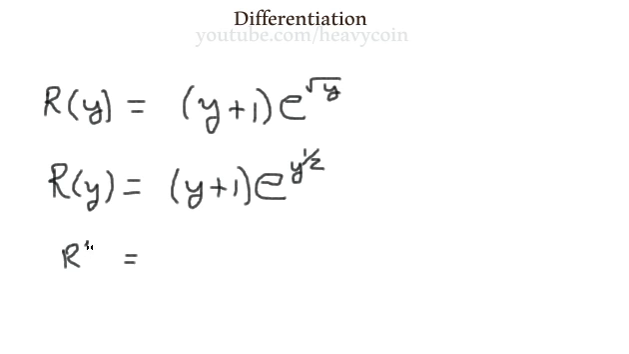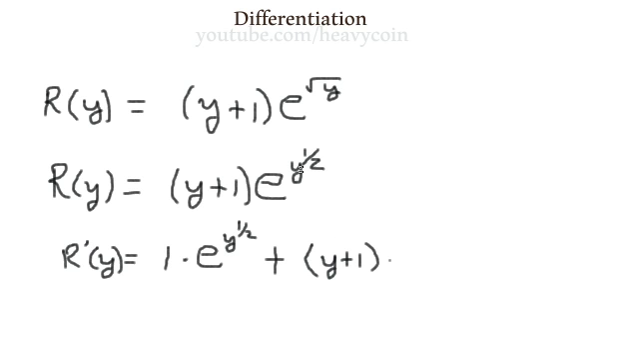So r prime of y. So I'm going to take the derivative of this y plus 1 first. So the derivative of y plus 1 is just 1. Right? The derivative of y is 1, derivative of 1 is 0, times e to the y raised to the half, plus, and then I'm going to rewrite y plus 1 times, now I'm going to take the derivative of e raised to the y to the half.